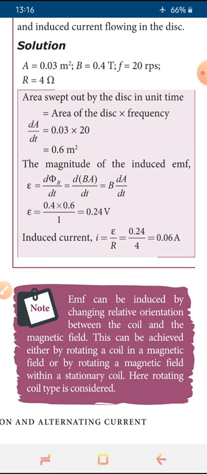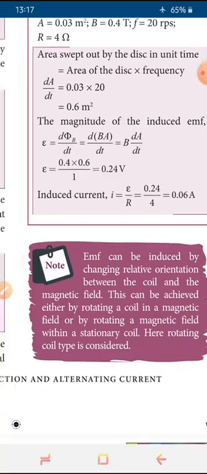And here a note is given. The induced EMF produced depends on the relative orientation between the coil and the magnetic field. We can achieve this by rotating the coil in a magnetic field, or by rotating the magnetic field when the coil is stationary. We can do this in both ways. This method is what we use in a generator or motor. So about the rotation and how it changes the EMF and how it plays an important role, we'll discuss that in upcoming topics.